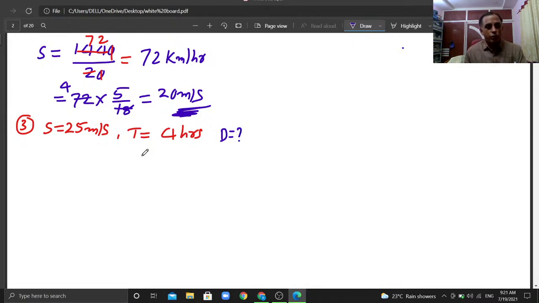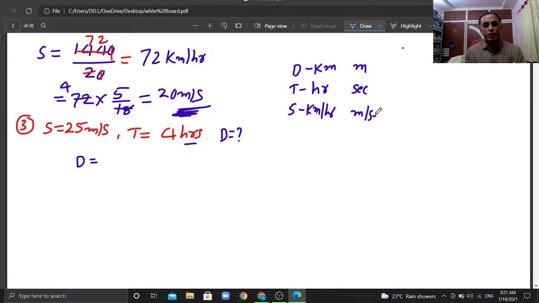Distance is equal to time into speed. Time is there in hours, speed in meter per second. If speed is in meter per second, time should be in seconds, or if time is in hours, speed should be in kilometer per hour. Second point: if distance is in kilometer, time should be in hours, speed in kilometer per hour. If distance is in meter, time should be in seconds, speed in meter per second.